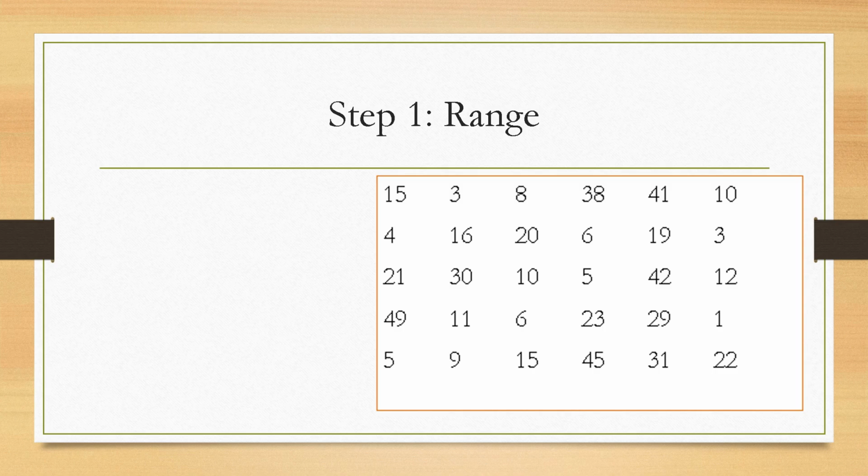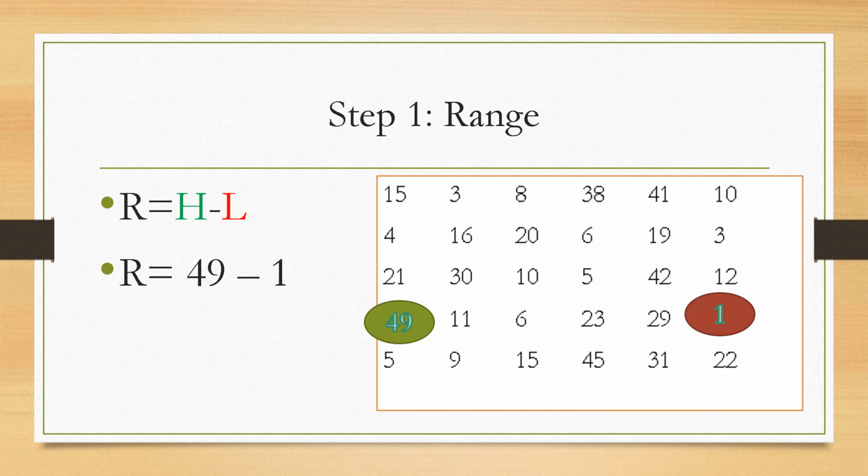step 1, we need to find the range. In order to solve for the range, the formula is highest score minus lowest score. In this given data, the highest score is 49 and the lowest score is 1. Now, to find the range, 49 minus 1, the answer is 48. We are done with step 1.